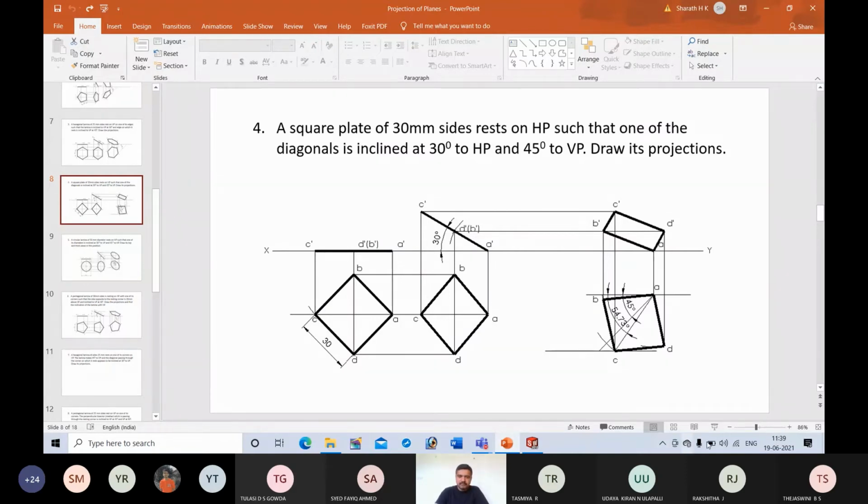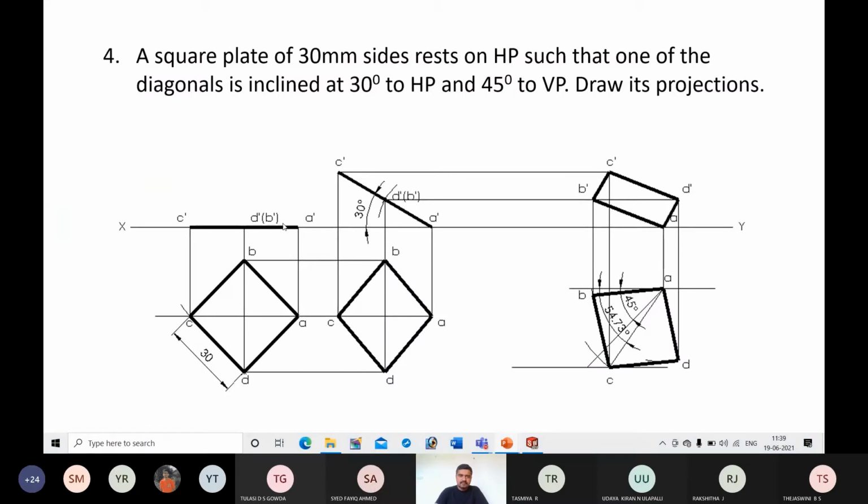A new problem. A square lamina or square plate. In the previous class we discussed lamina, plate, plane. So these three terms convey the same meaning.